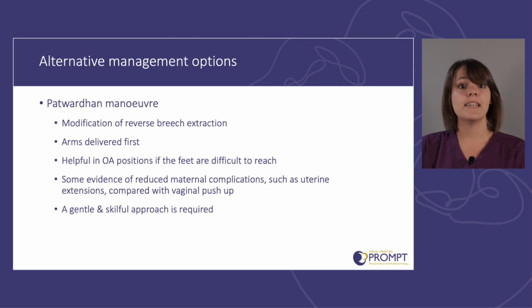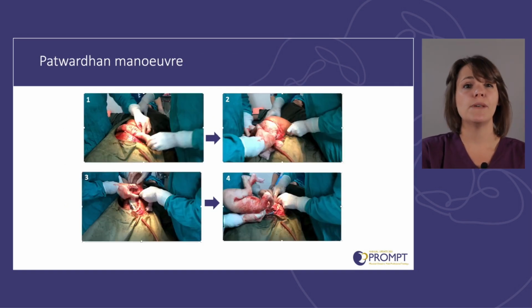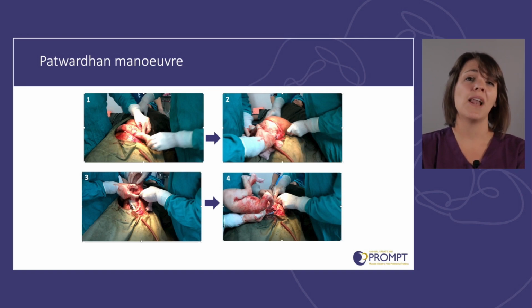There is evidence that it may be associated with reduced maternal complications, such as uterine extensions, compared with a vaginal push-up, but a gentle, skillful approach is required to perform it safely and effectively. To perform the Patwardhan manoeuvre, the operating obstetrician delivers both arms and then hooks their fingers under the axillae, applying gentle traction whilst avoiding any pressure to the baby's abdomen.